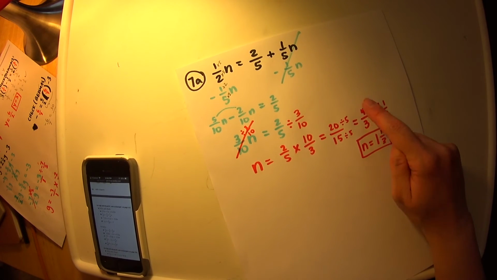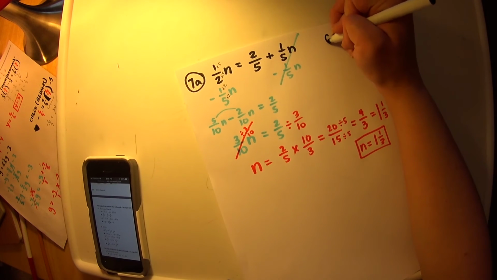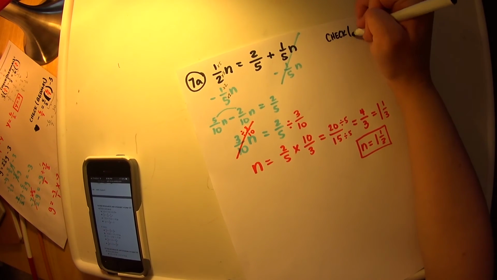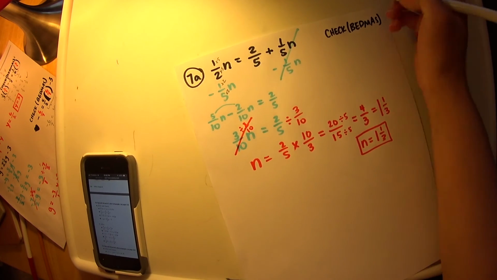For my check though, I'm going to use this 4/3. I want to use it in improper form. Not fun to work with it in mixed number form. That's not going to work. So check, back to BEDMAS.